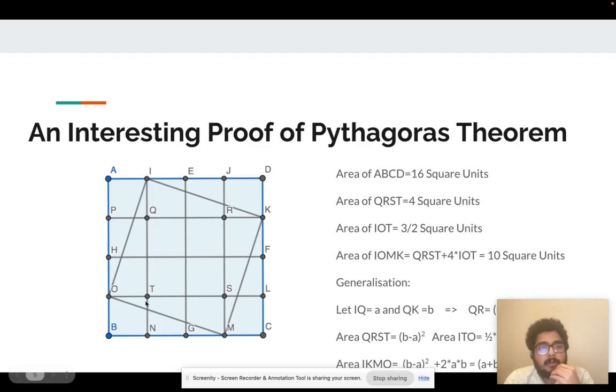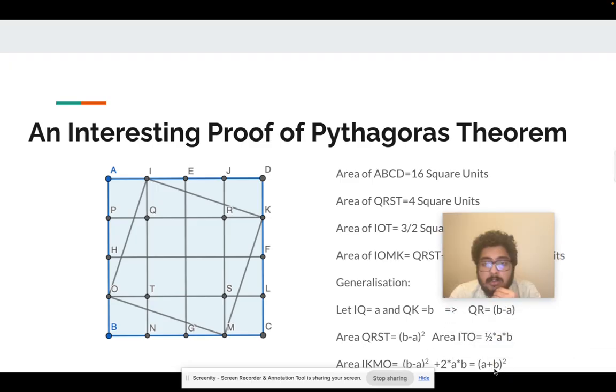Now the area of ITO, this triangle, has to be calculated. Very simple. This is b and this is a. We have taken it as such, so this is half into AB. And for 4 of these triangles, the area will be 2AB, that is half AB into 4. So the total area of IOMK for any general square that we make here will be b minus a whole square plus 2AB. That is a square plus b square.